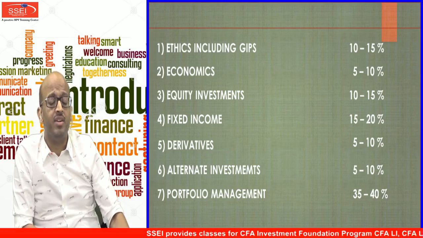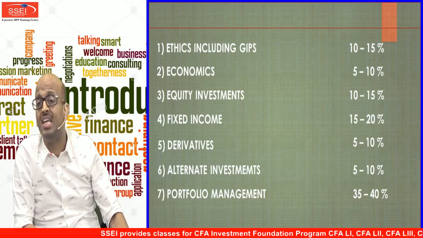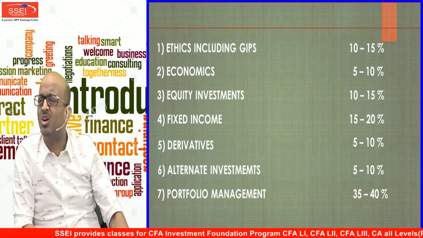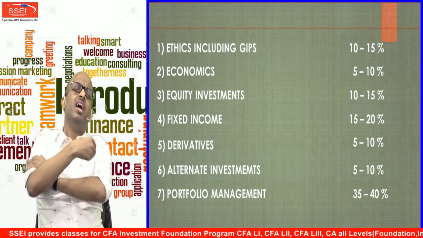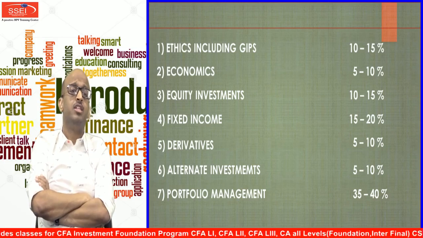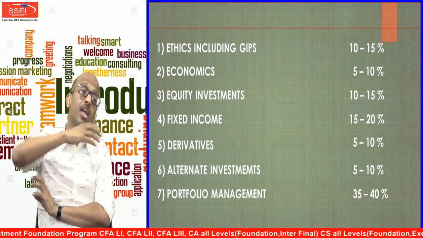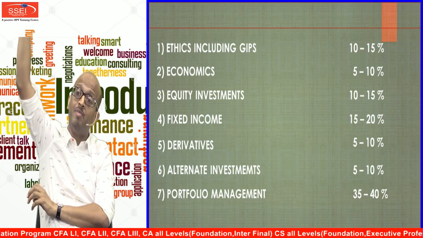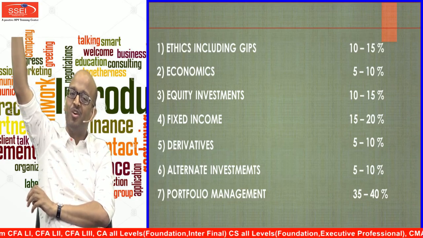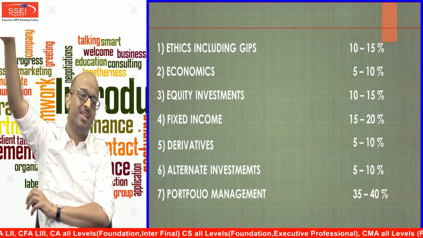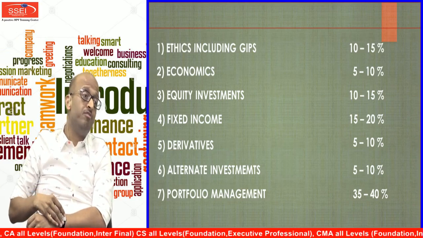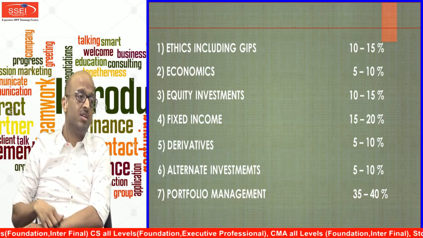Derivatives also contains currency, because in level 3, they are assuming that you are a global fund manager. They are taking you to that pedestal. Global fund manager. Okay? Goldman Sachs, you are the portfolio manager. So you have to look at the currency aspect.